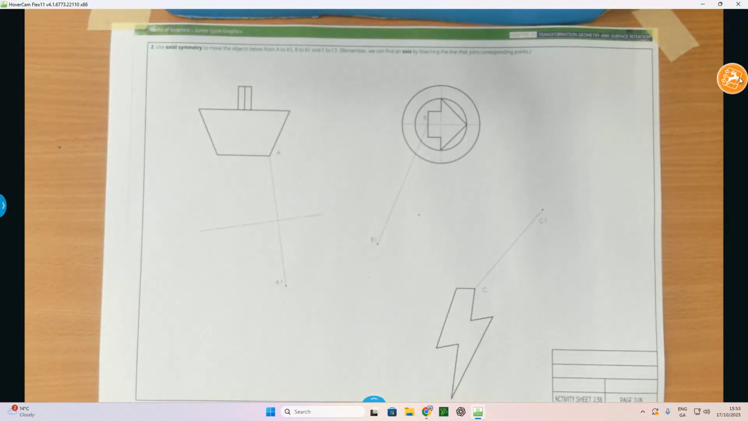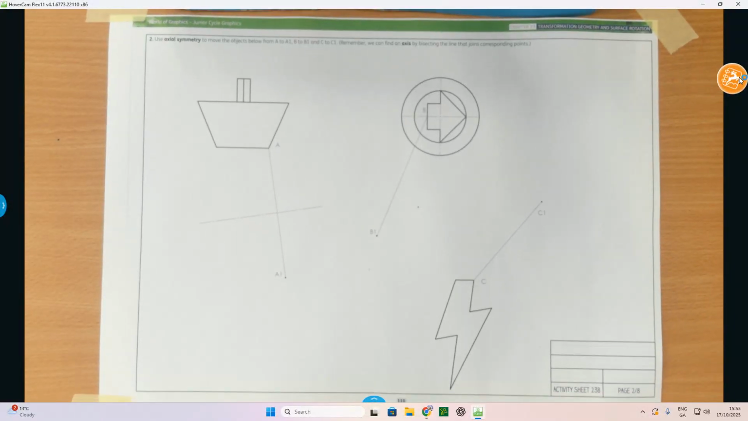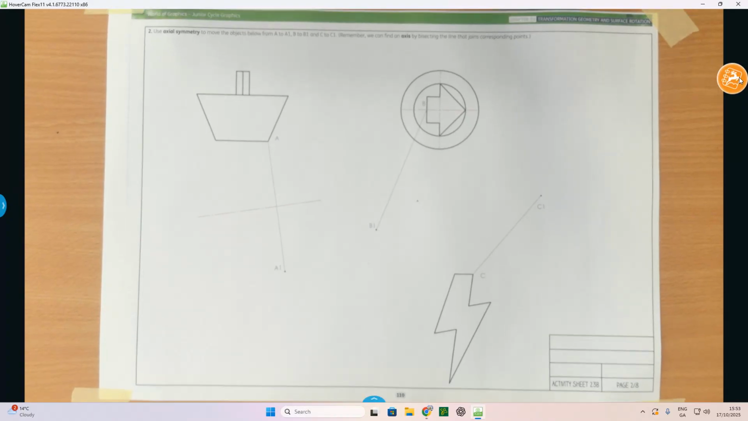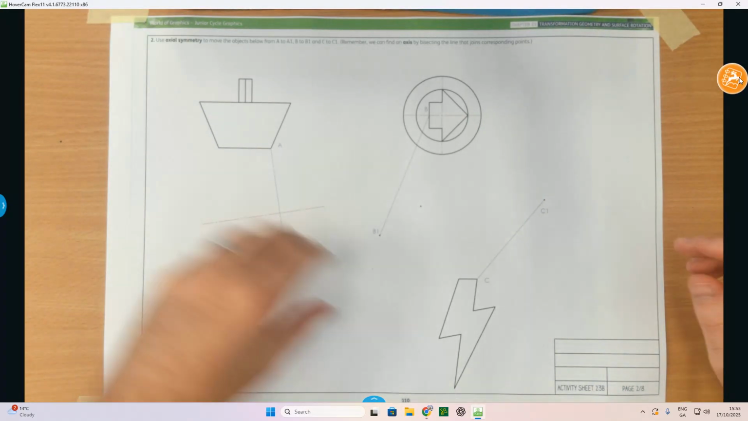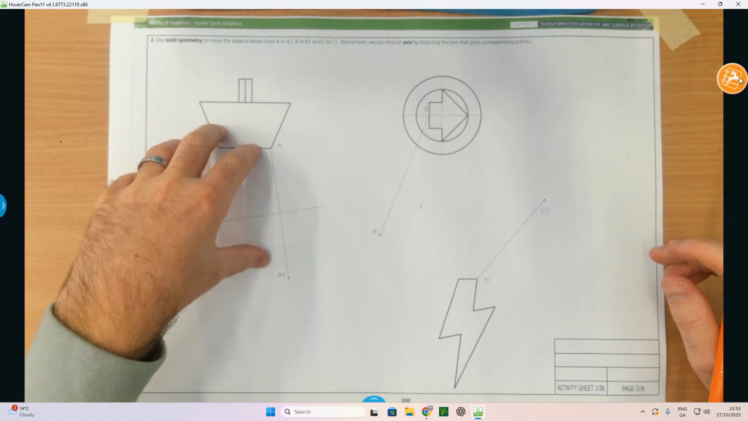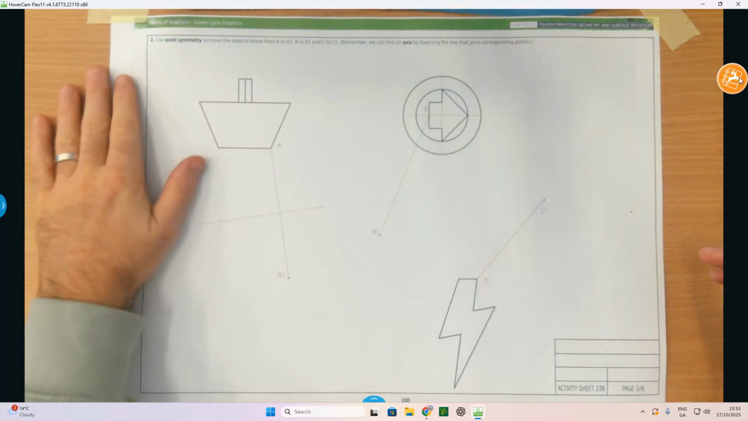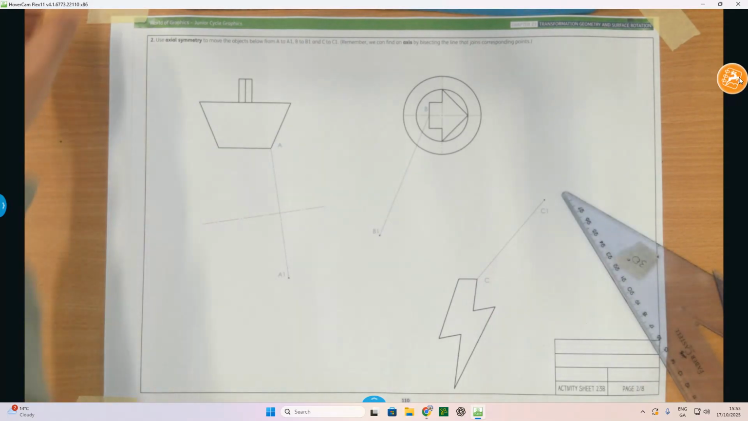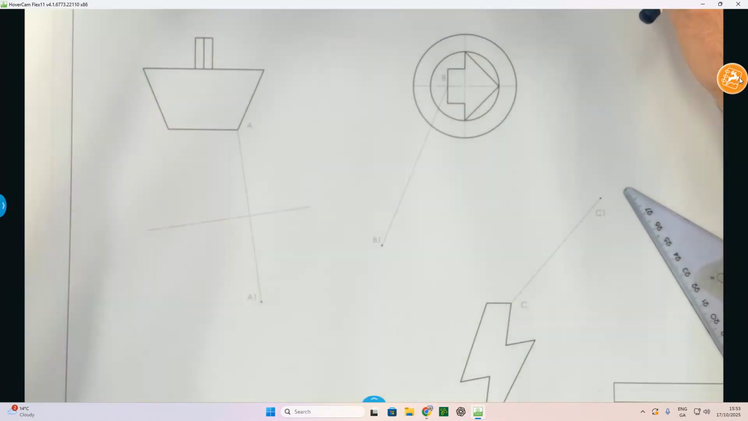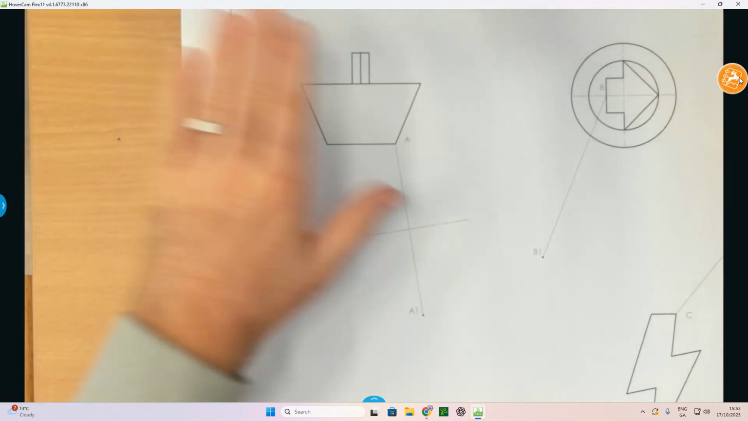Hi folks, in these questions we're going to do a few questions based on the topic of transformation geometry, and specifically these questions are all in relation to axial symmetry. They come from the World of Graphics workbook. So I'm going to zoom in on this little guy here, and start with this one on the left hand side.